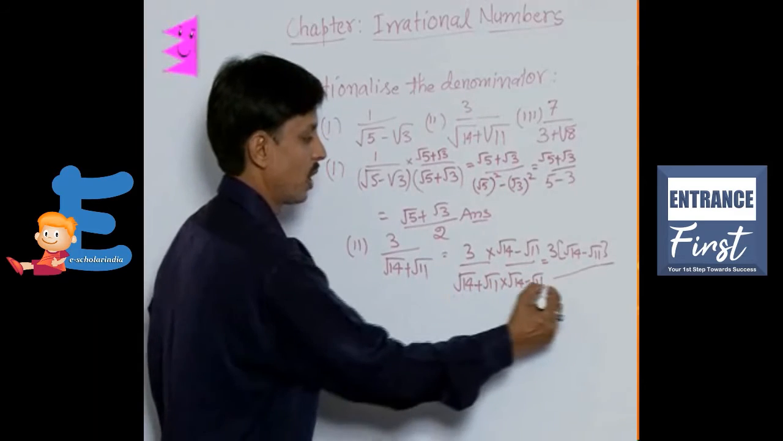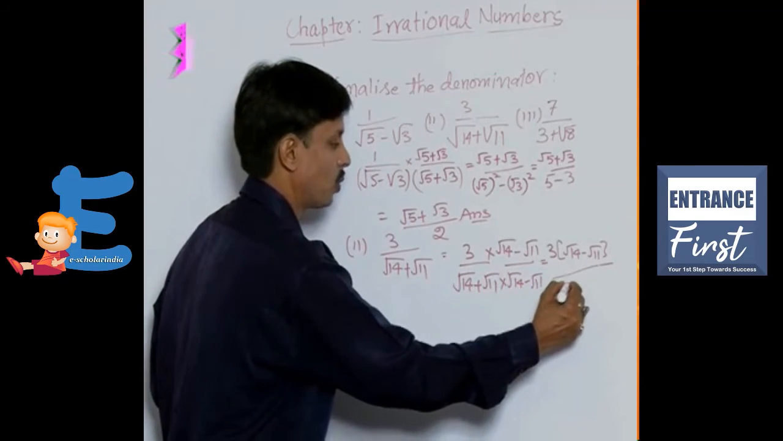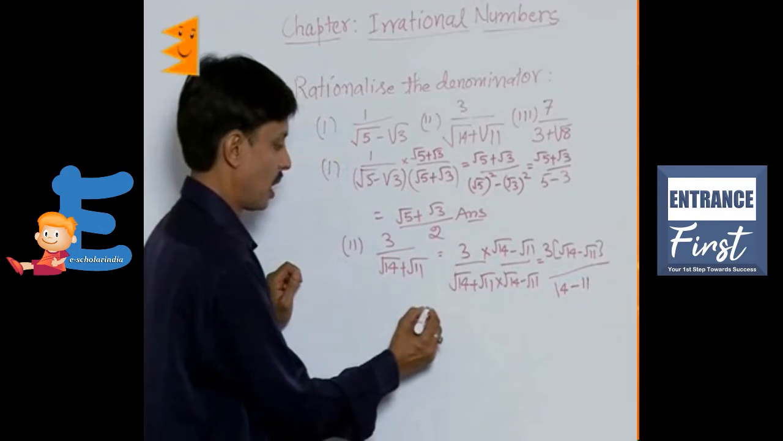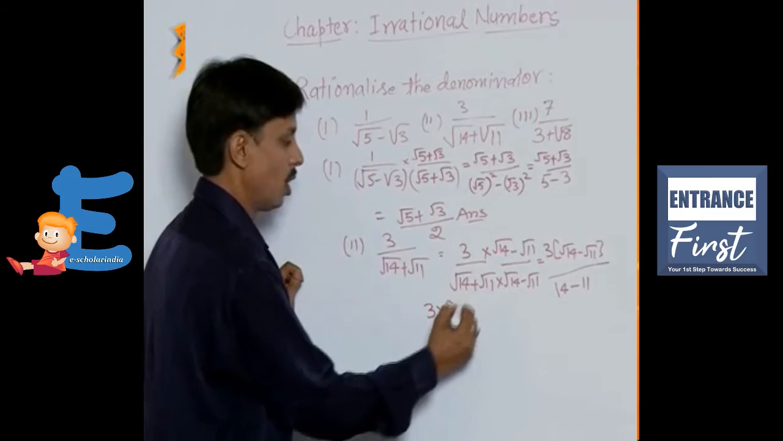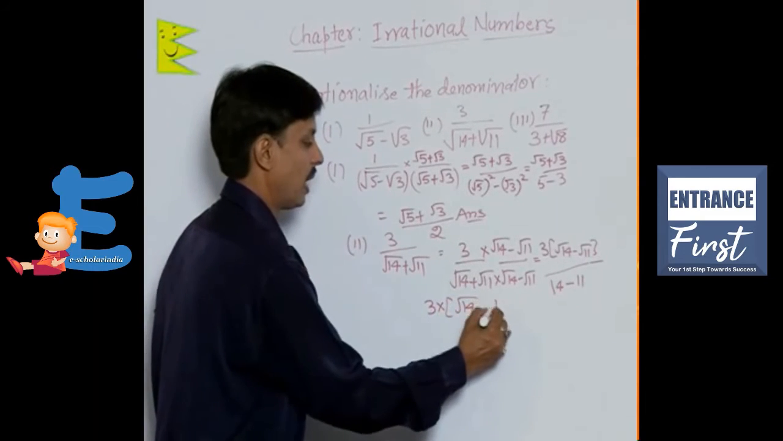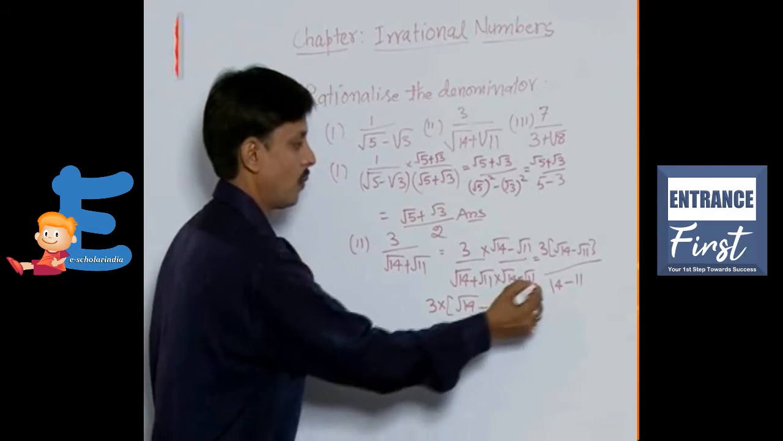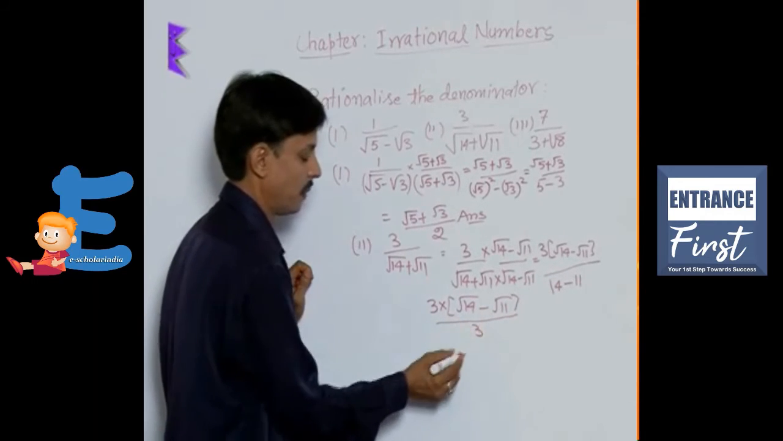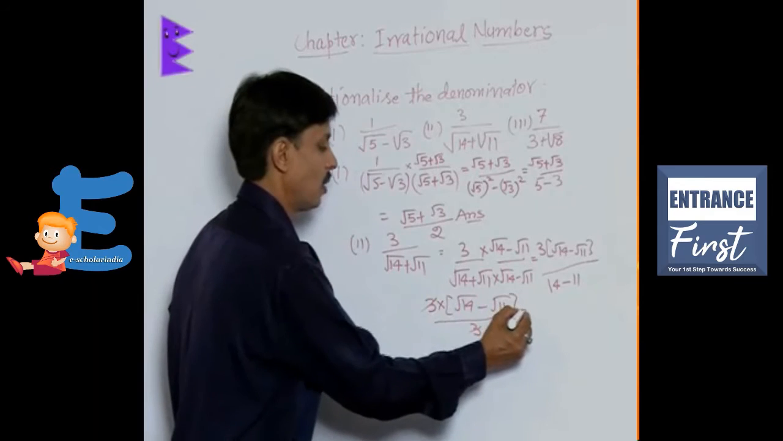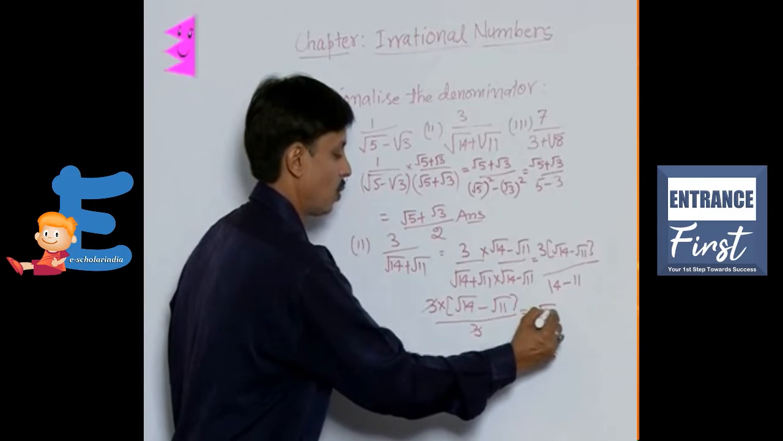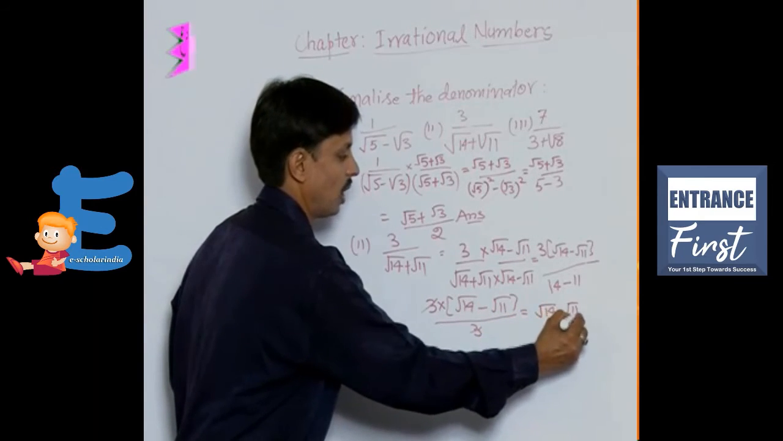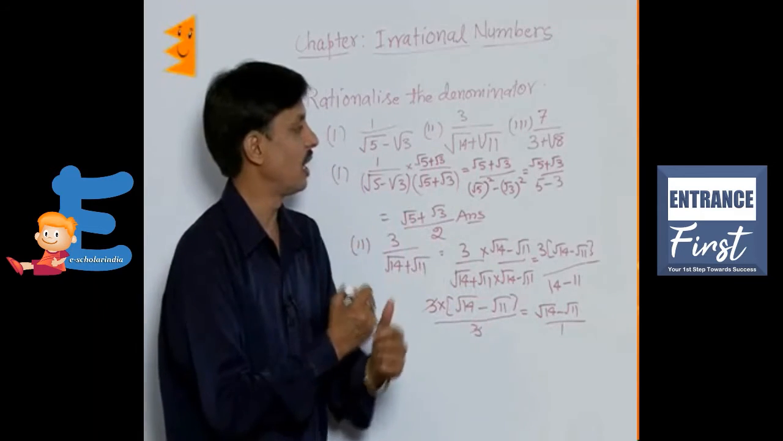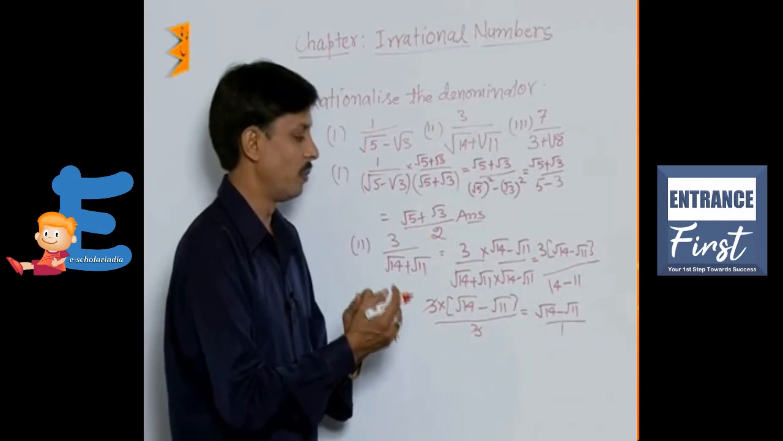This becomes a square minus b square, that is root 14 square is 14, root 11 square is 11. So the answer is 3 into root 14 minus root 11 upon 14 minus 11. 14 minus 11 becomes 3. This 3 and 3 cancel. We get the answer root 14 minus root 11 upon 1. So this is the second example of rationalizing the denominator.